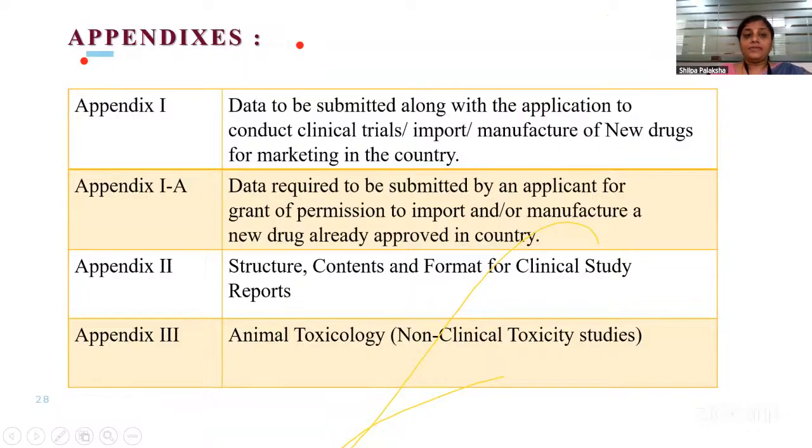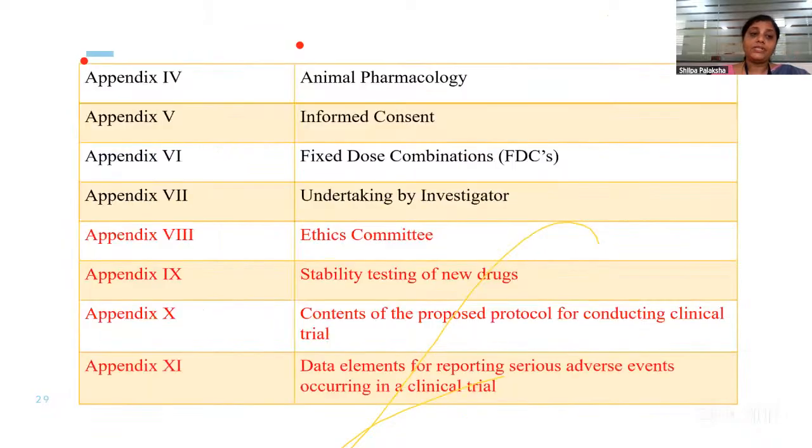Some of the appendices required here are the data to be submitted along with the application. Appendix 1 gives the required data on importing or manufacturing, which is already approved in the country. Appendix 2 gives the information on the structure, contents, and format for clinical trial reports. Appendix 3 covers animal toxicity or non-clinical toxicity studies: what the requirement is, how it should be done, what documentation and data are required.